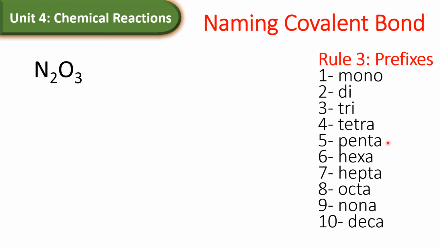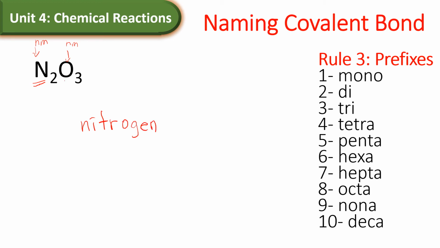Let's look at our first example. In our first example here, we have N2O3. How do we name this covalent bond? Again, please look at the elements first. When you name bonds, you have to identify first whether it is a metal and non-metal or a non-metal and non-metal. In our case, nitrogen here is a non-metal, and this one is also a non-metal, so we will use covalent bond. Now let's apply the rules. Rule number 1, first element, start with the element name. What is this element name? This one is nitrogen.